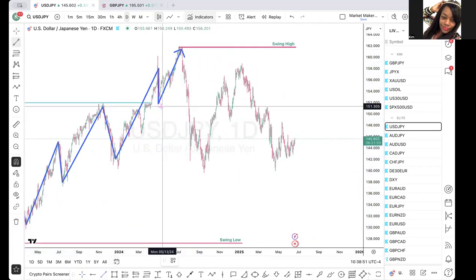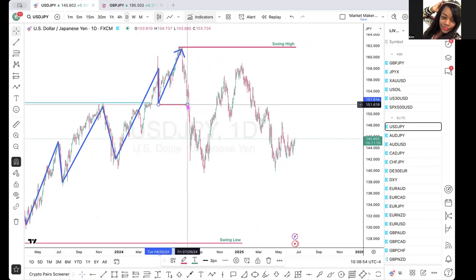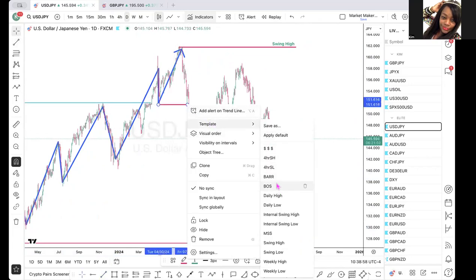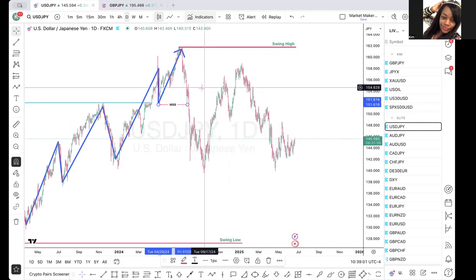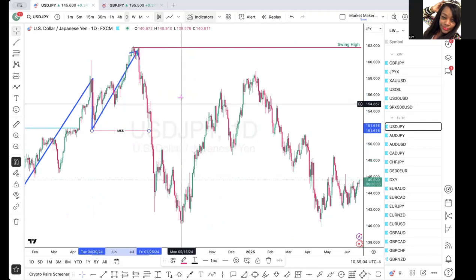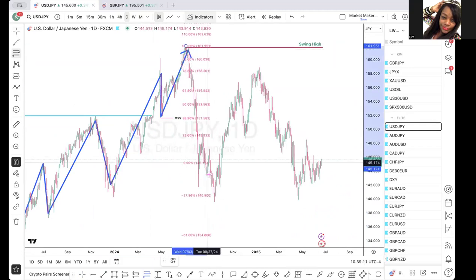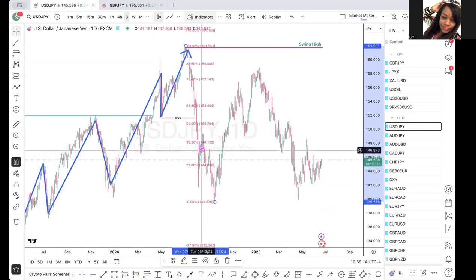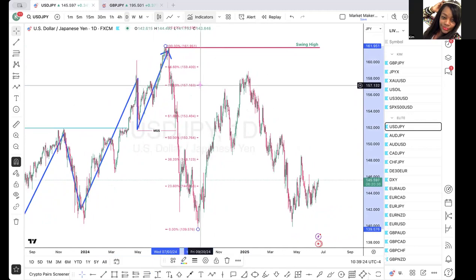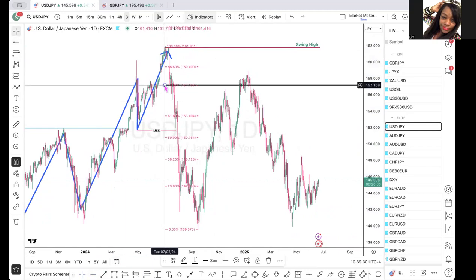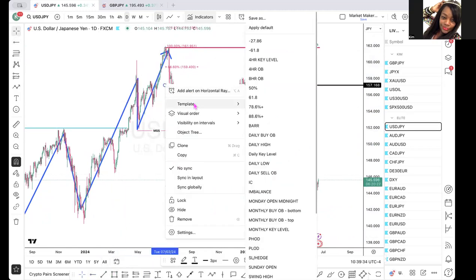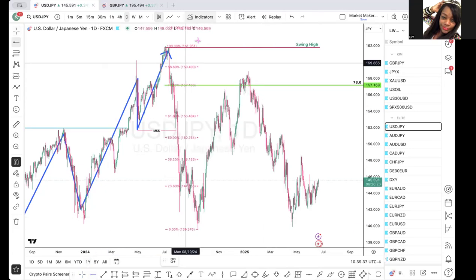Once price gives you a market structure shift or a change of character, whichever you prefer to call it, you want price to pull back into, and I'm going to fib from here to here. You want price to pull back into this point because it's selling in a premium zone. So 78 is where my alert would be triggered. This is the 78. This is your 88.